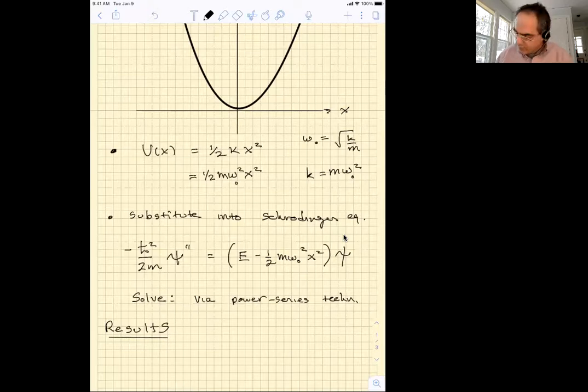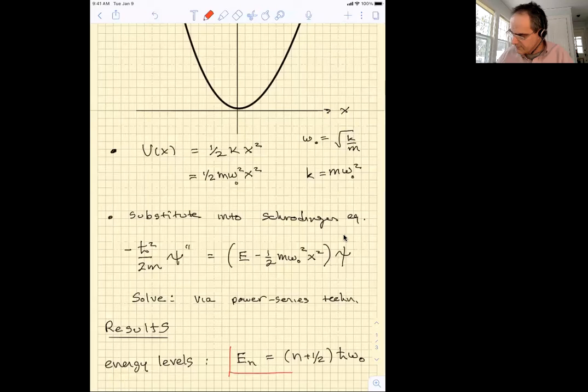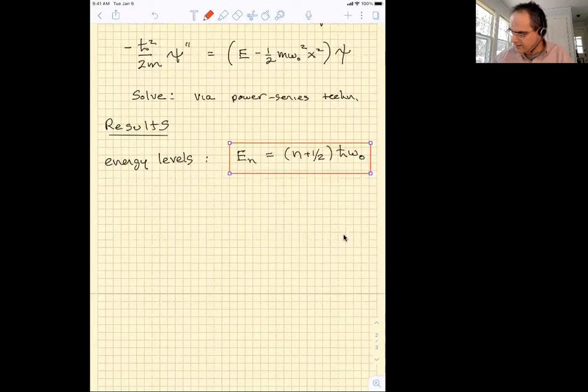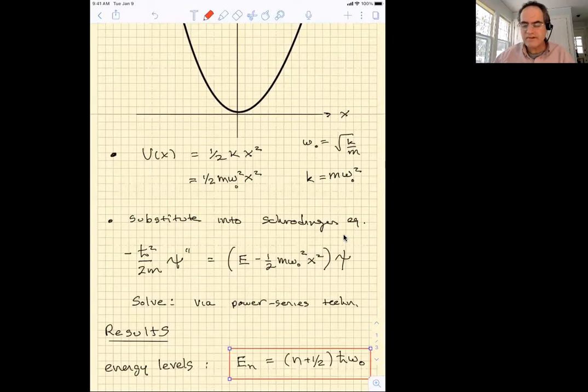Okay, the most important result is the result for the energy levels. There are quantized energy levels. E sub n is equal to n plus 1/2 times h bar omega naught. Okay, here let's put a box around that. There we are. So, excuse me. Okay, so we get quantized energy states.